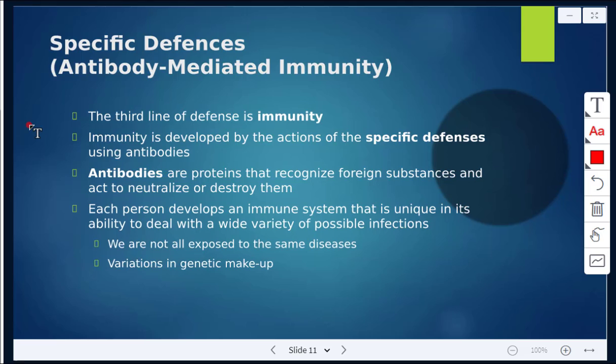And specific defenses are called antibody-mediated immunity. This is the third line of defense, which is immunity. It's developed by the actions of the specific defenses using antibodies. Antibodies are proteins that are able to recognize foreign substances and then act to neutralize or destroy them. So each person develops their own unique immune system and its ability to deal with a wide variety of possible infections. The reason is we're not all exposed to the same diseases, and there are also variations in our genetic makeup.